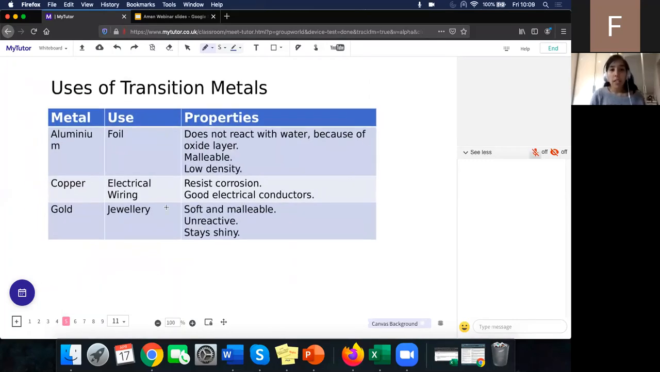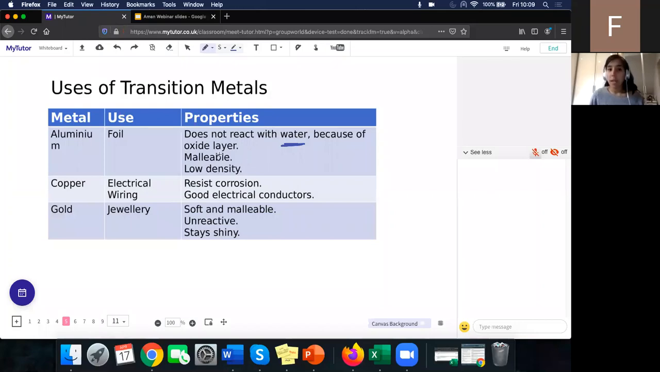Okay. This is now an Edexcel topic, the uses of transition metals, but for the other exam boards, sometimes they do ask you what you think the transition metals could be used for, so it's quite universal. So the first one we'll think about is aluminium. Aluminium can be used as a foil, so you may think that we use this when we're cooking, and the reason we use it is that it does not react with water. And that's because of the oxide layer. So remember I talked about how most of the transition metals will react with oxygen to form a metal oxide. So it does not react with water because that oxide layer protects it.